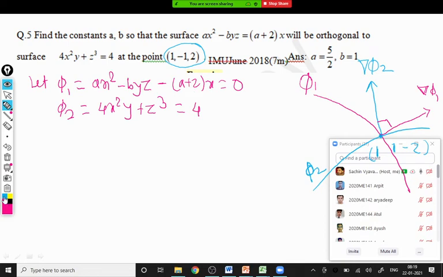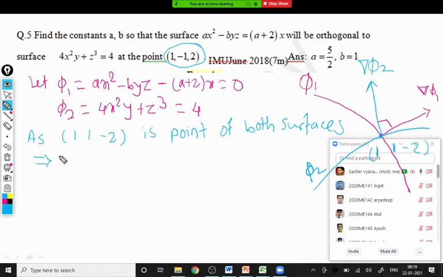So we can start like this here. 1 1 minus 2 is a point of both surfaces. This implies phi 1 equal to, so we are replacing x by 1, so that is a. Y is 1 and z is minus 2, so it is coming plus 2b.